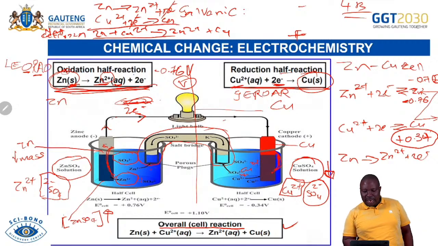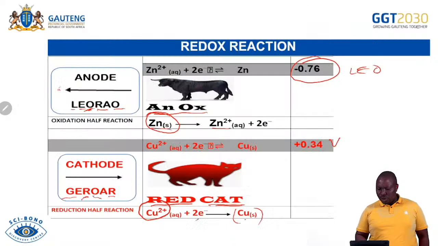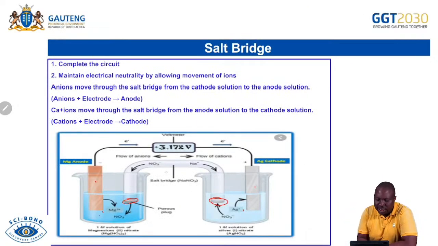So we refer to that as a salt bridge. So maybe you're asking yourself, what is the function of this salt bridge? I want to explain that to you. The salt bridge's function is to complete the circuit. This is an exam question. We'll ask you to give us the two functions of the salt bridge. So we're saying a salt bridge completes the circuit.